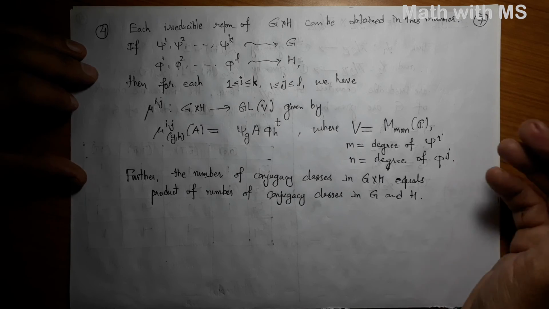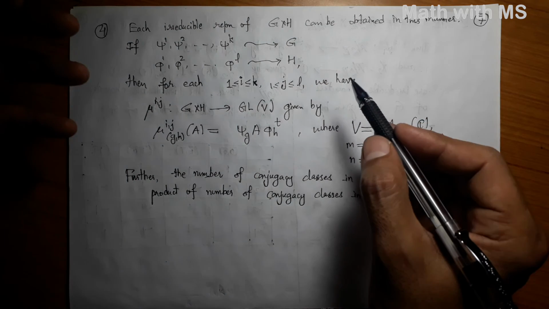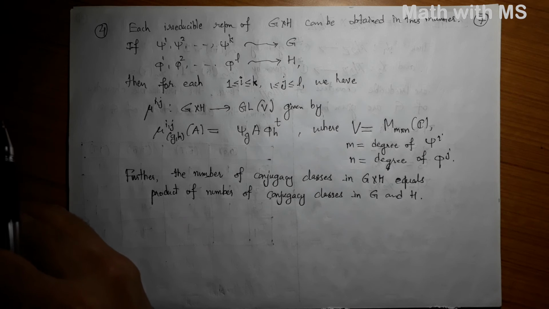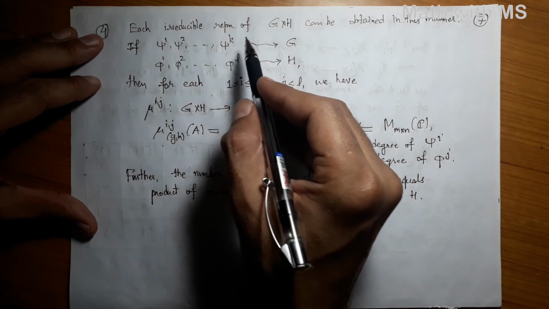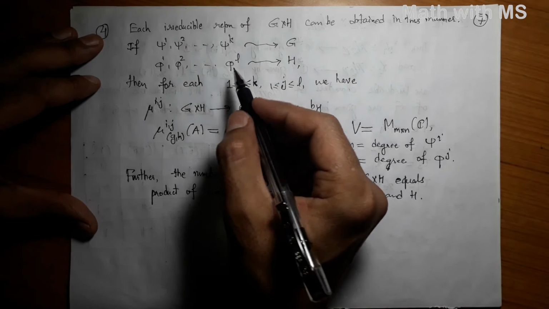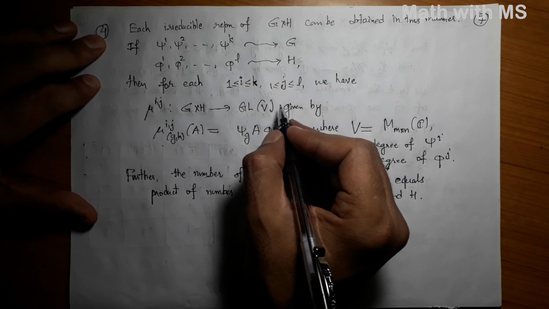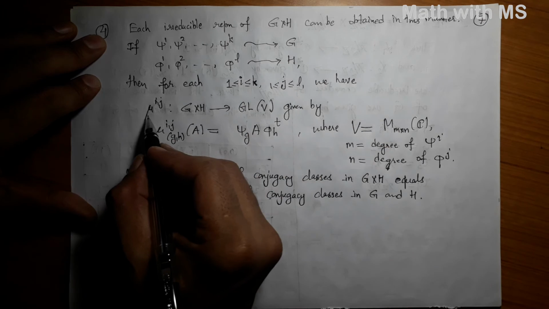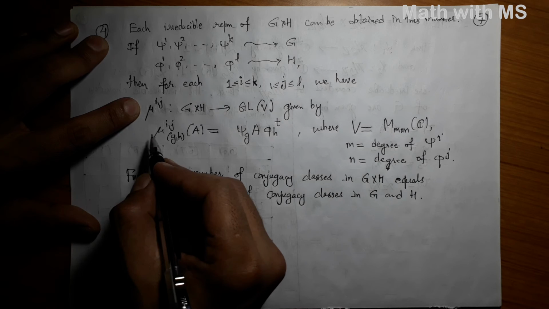What does that mean? That means if I take any irreducible representation of G cross H, then it comes from an irreducible representation of G and an irreducible representation of H. Let's see why that is the case. So let us say psi 1, psi 2, and so on, psi k be a complete list of inequivalent irreducible representations of G, and phi 1, phi 2, and so on, phi l be a complete list of inequivalent irreducible representations of H. Then for each i from 1 to k and each j from 1 to l, you define mu ij from G cross H to GL(V) as follows, by the same formula actually.